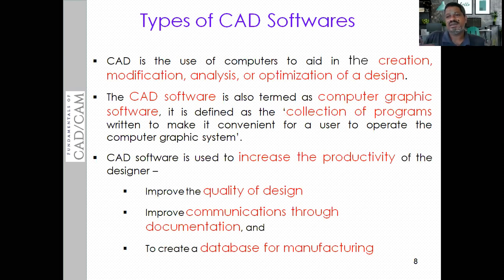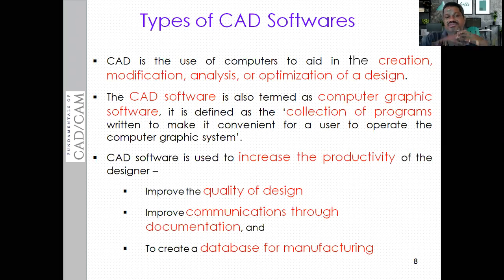This is how a number of programs are collected in one place to run that application. As of now, the application means CAD software. You can think in that way. So CAD software is a graphic software, and it is also defined as a collection of a number of programs written to make it convenient for the user to operate the computer graphics system.